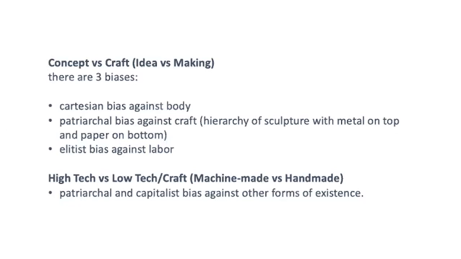And there is the Cartesian bias against the body. So you favor idea over body. And there is a patriarchal bias against craft, which is that hierarchy I just talked about. And there is an elitist bias against labor. The last one often calls men to go against men.